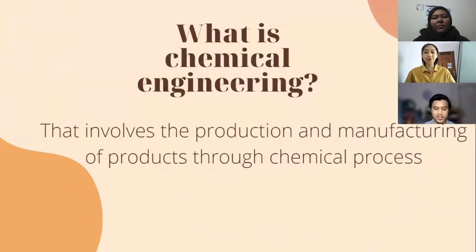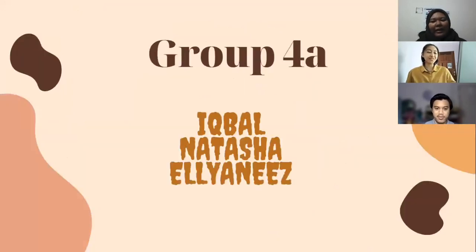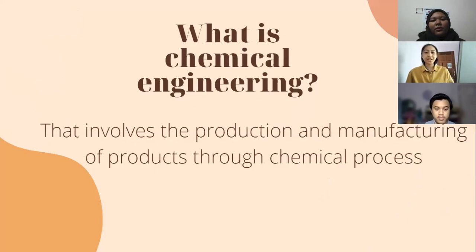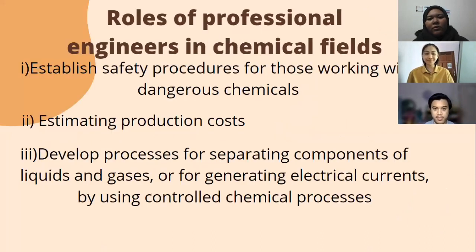So the topic of our assignment is the role of professional engineers in the chemical field. Before we go into details regarding our assignment, let us first see what chemical engineering is. Chemical engineering is a field that involves the production and manufacturing of products through chemical processes.